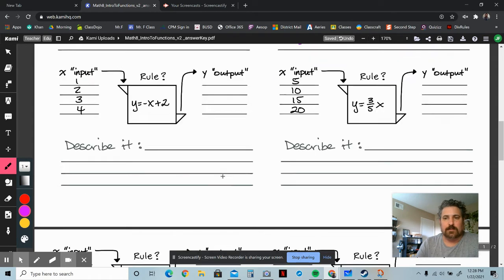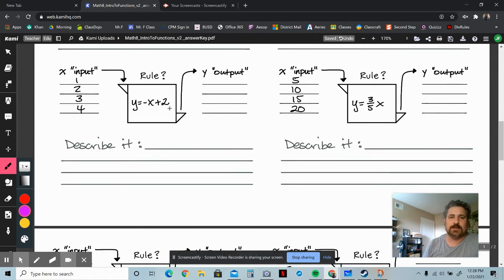Okay, let's go to the next problem. So the next one here is another situation where we're given the rule. This is negative x plus 2, so y equals negative x plus 2. Basically, take the x value, make it its opposite, and then add 2 to it.